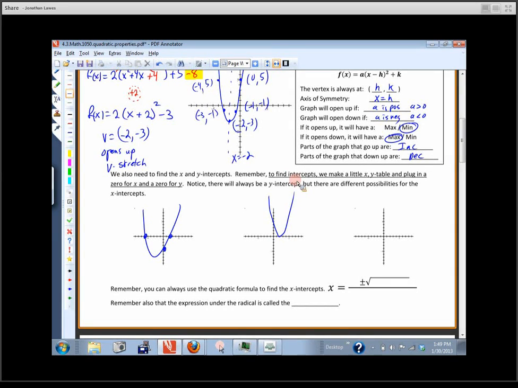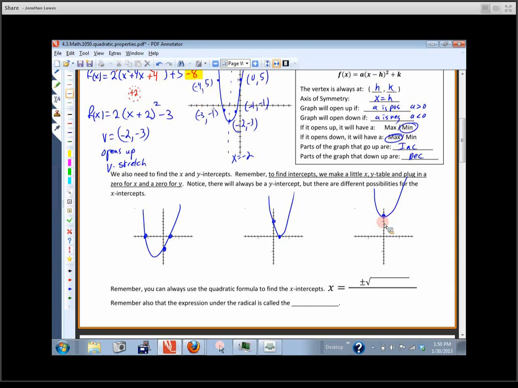Doesn't really look like a parabola, but take my word for it. On this particular one, we have an x-intercept, only one. It comes down and touches the x-axis. So the vertex is on the x-axis. That's the only x-intercept that it has. And it has a y-intercept right here. Now, if I did one that looks something like this, it still has a y-intercept, but no x-intercepts.